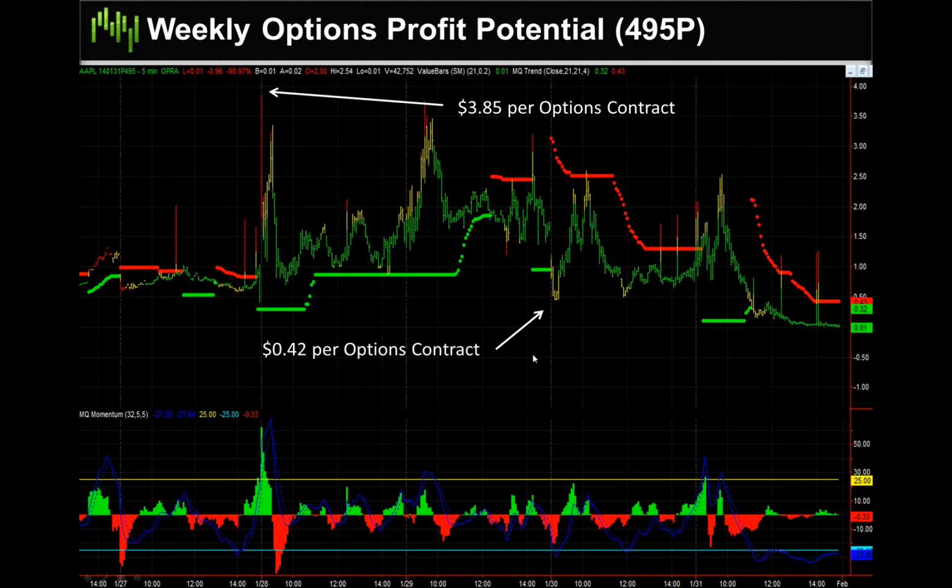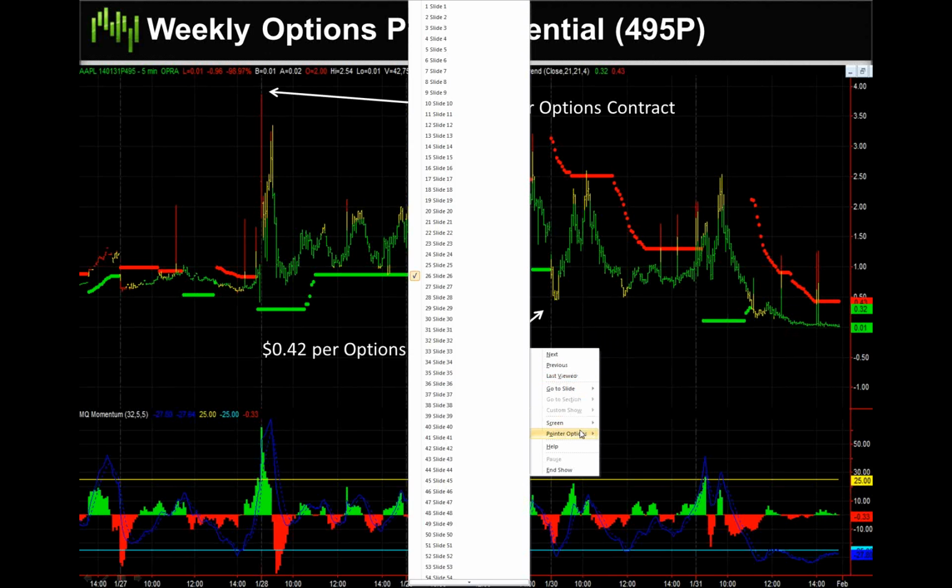Okay, this is a 495 put. This is an out of the money put option. It ends up being out of the money barely, or I guess it wasn't at the beginning of Friday, but it ends up being out of the money by the end of Friday. And notice that we have a lot of these slippage spikes here.